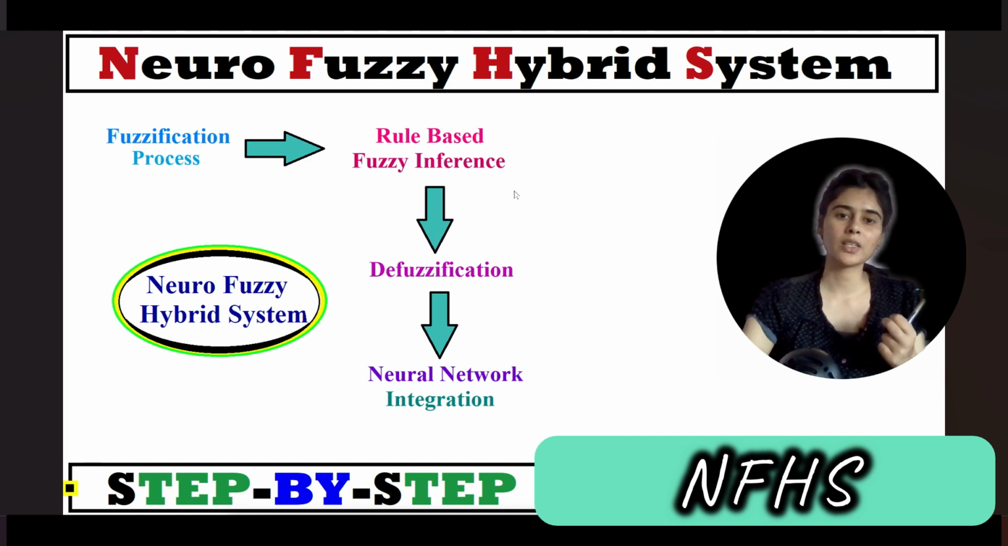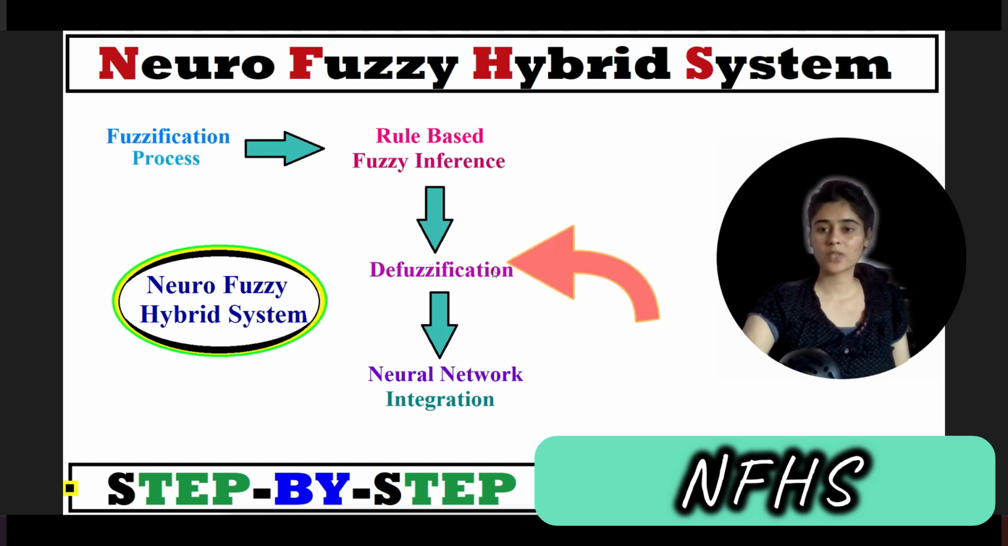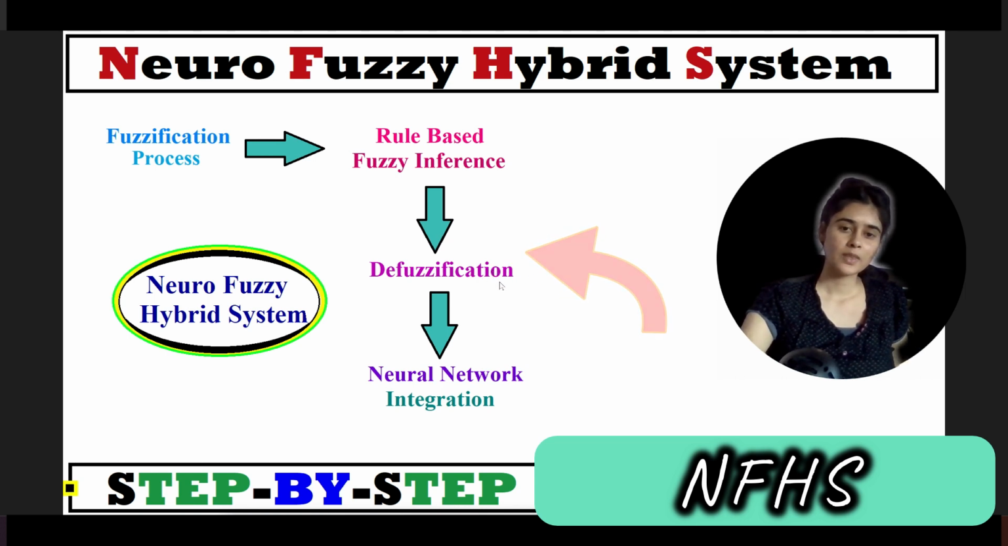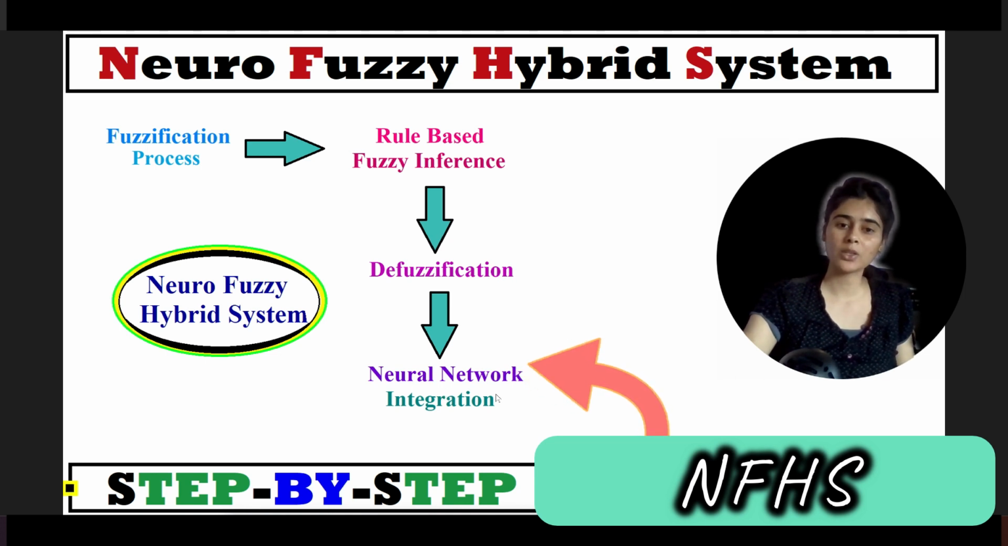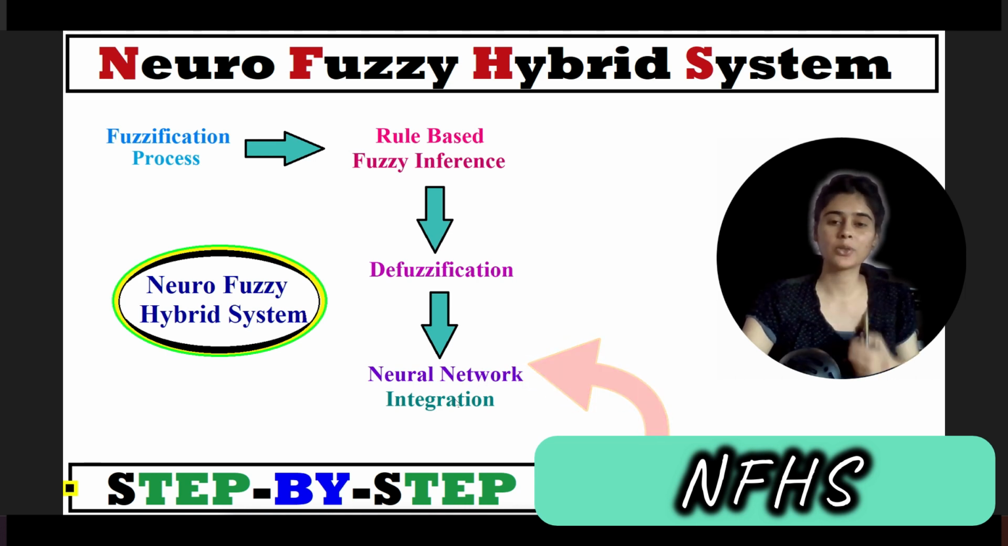Next we have rule-based fuzzy inference. Here fuzzy rules describe the relationship between input and output in linguistic terms, and they are applied to fuzzy inputs to produce fuzzy output. We have defuzzification, where the fuzzy output is converted back into a crisp value. The last one is the neural network integration. The crisp output from the fuzzy system can be used as input to the neural network. A neural network can further refine the output.